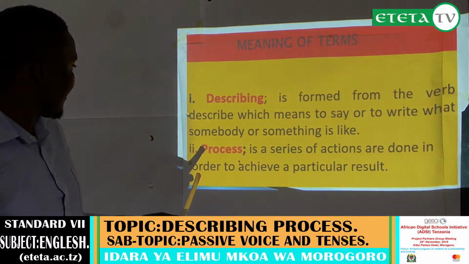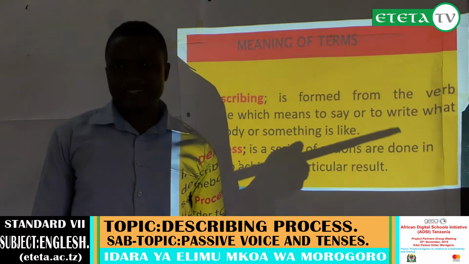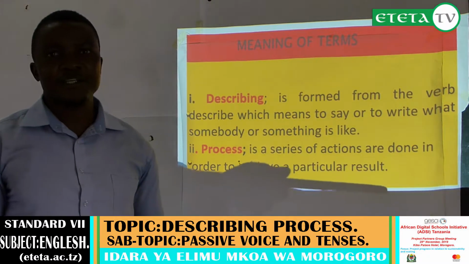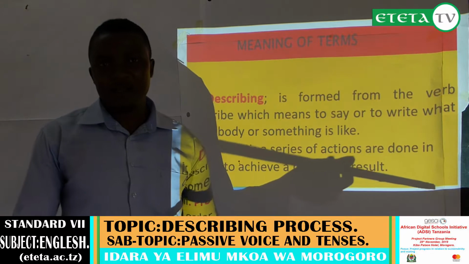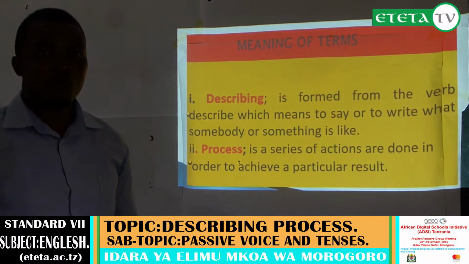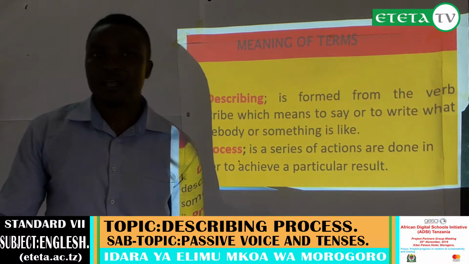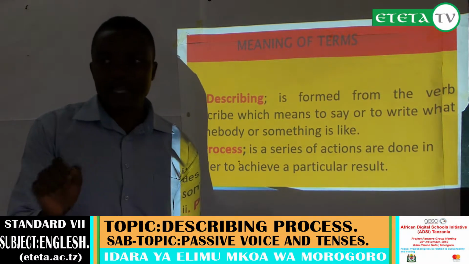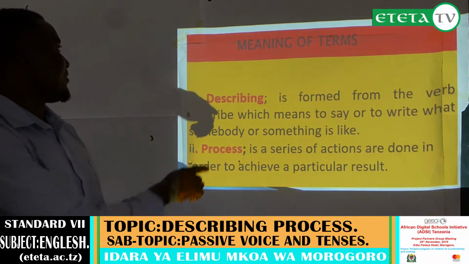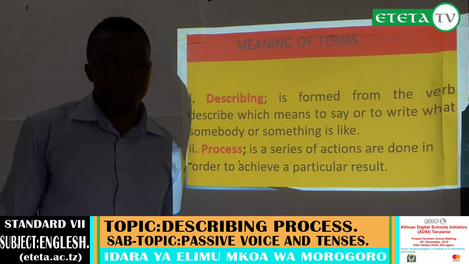Another word in the topic is process. A process is a series of actions. It's a series of actions when describing a thing or a person. So when describing, we use different actions. These actions are called process. And that is why it is called describing process, because we use different actions in describing something.